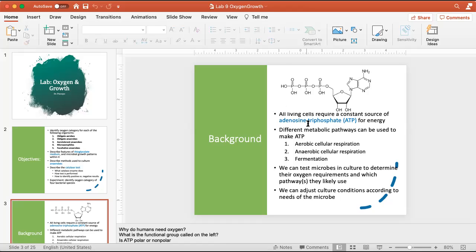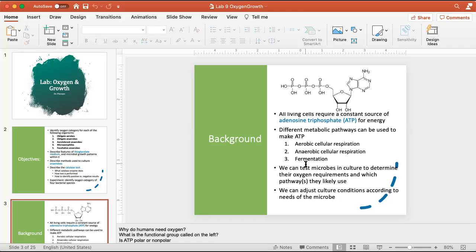Tri meaning three phosphate groups are on this molecule. So there's the 3 P's, the 3 phosphorus atoms. And what makes it a phosphate group is that it's got oxygen around it. So each one of these are phosphate groups.